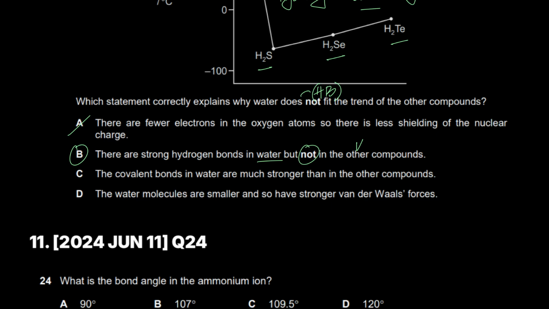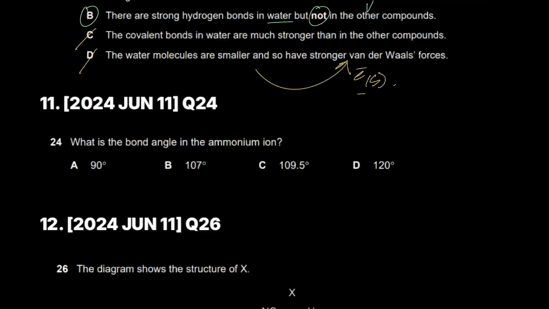The covalent bonds in water: we don't look at the covalent bonds for boiling point. The water molecules are smaller, so they have stronger van der Waals? No. Van der Waals forces do not depend on being smaller. They depend on the number of electrons. Even the statement is incorrect.